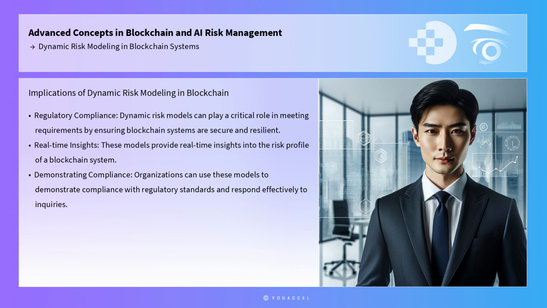The adoption of dynamic risk modeling in blockchain systems also has important implications for regulatory compliance. Regulators are increasingly focused on ensuring that blockchain systems are secure and resilient, and dynamic risk models can play a critical role in meeting these requirements. By providing real-time insights into the risk profile of a blockchain system, these models can help organizations demonstrate their compliance with regulatory standards and respond more effectively to regulatory inquiries.